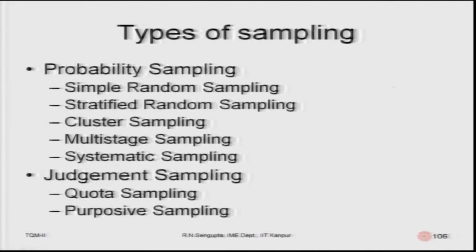Now, there are different types of sampling. They can be probability sampling, under which you can have simple random sampling, stratified sampling, cluster sampling, multi-stage sampling, systematic sampling. Under judgmental sampling, you have quota sampling, purposeful sampling, and all these things.